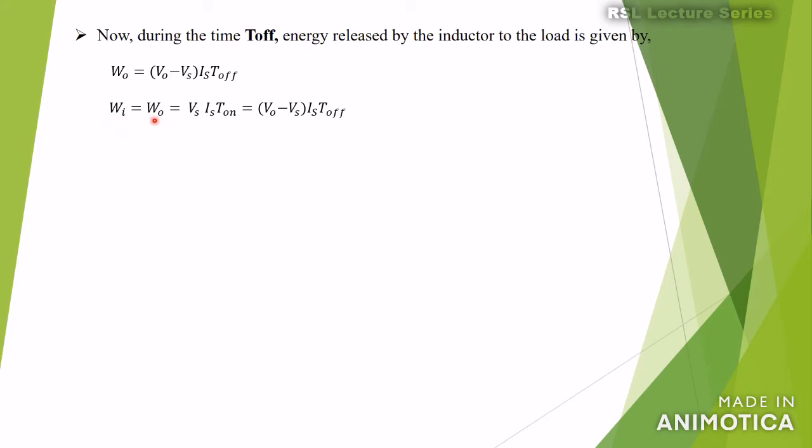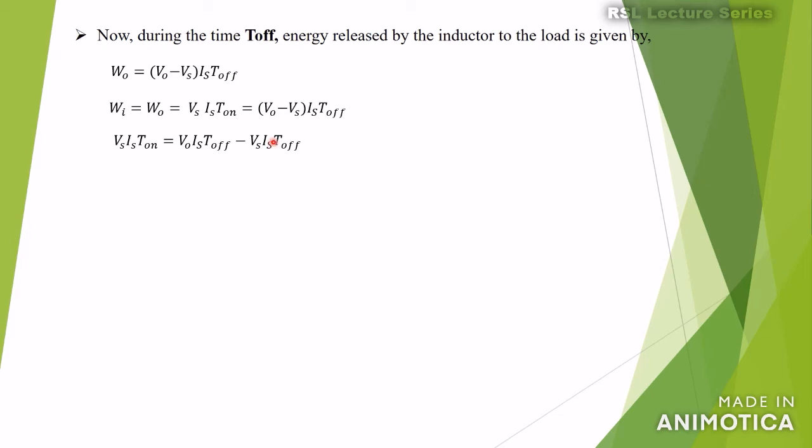off time. So we know that Wi is equal to Vs Is into T on. That will be equal to W0, (V0 minus Vs) into Is into T off. So now rearranging this equation, we can write Vs Is into T on is equal to V naught Is into T off minus Vs Is into T off.